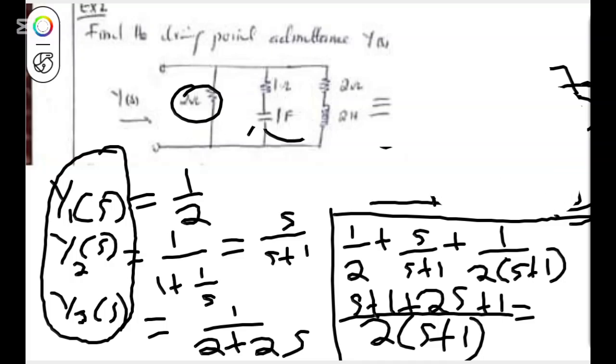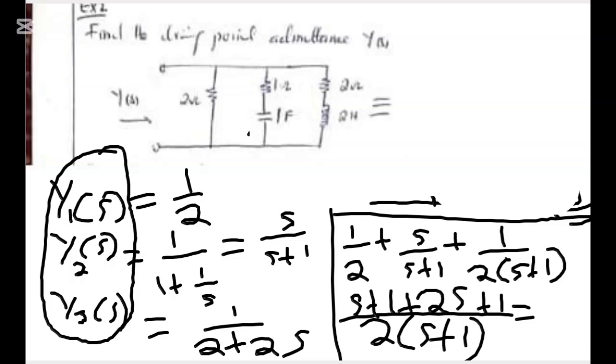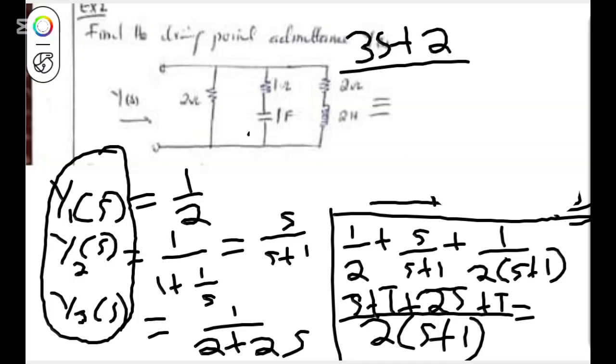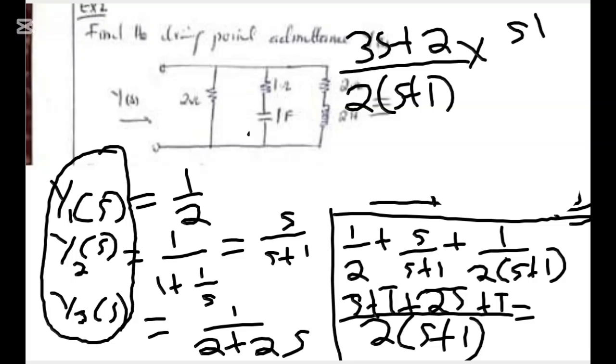Let me clean the circuit. So what should I say next? The next thing that I'm going to do is that I have to say this s and this 2s will now become 3s. And then plus this 1 plus this 1, I'll have 2 divided by 2s plus 1. So the next thing that I'm going to do, I have to multiply both sides by s plus 1 by s plus 1.